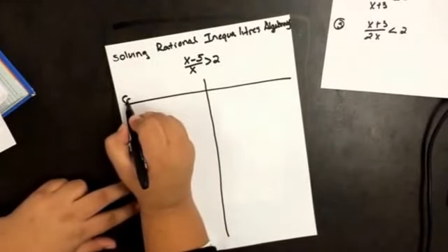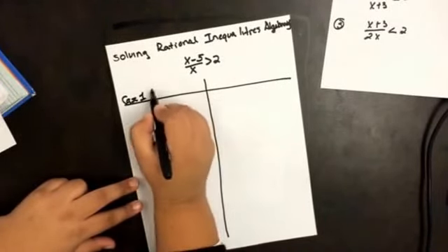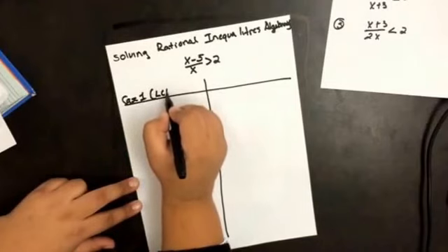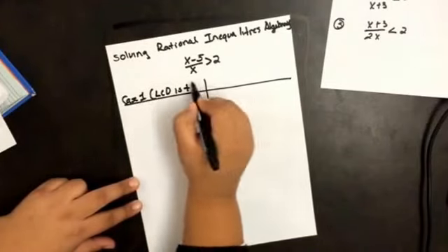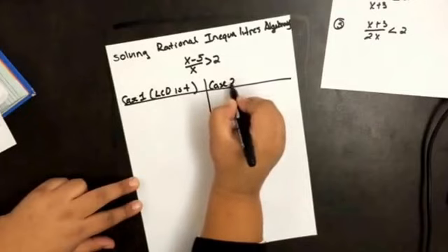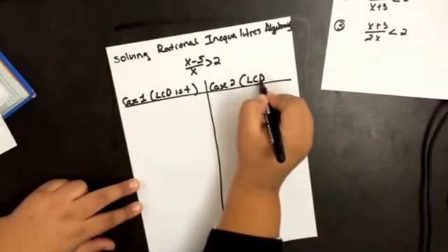So case 1: the least common denominator is positive. In case 2, the least common denominator is negative.